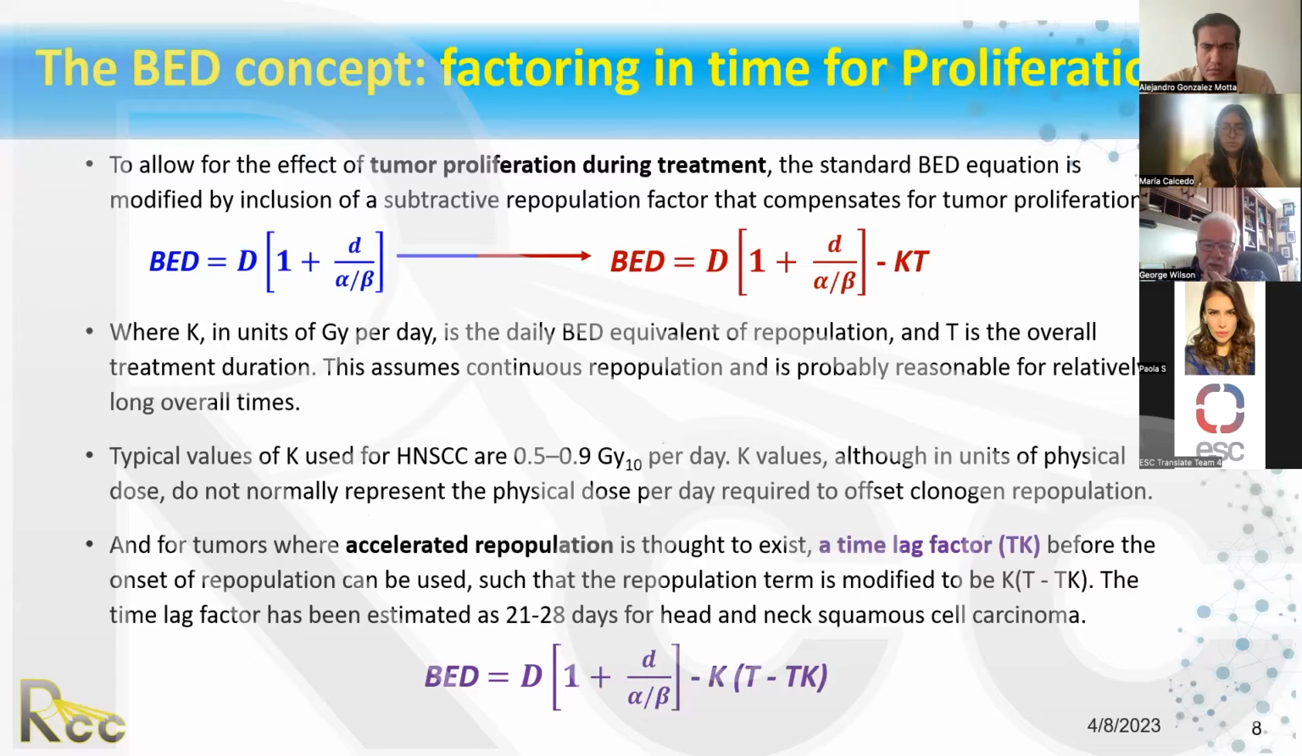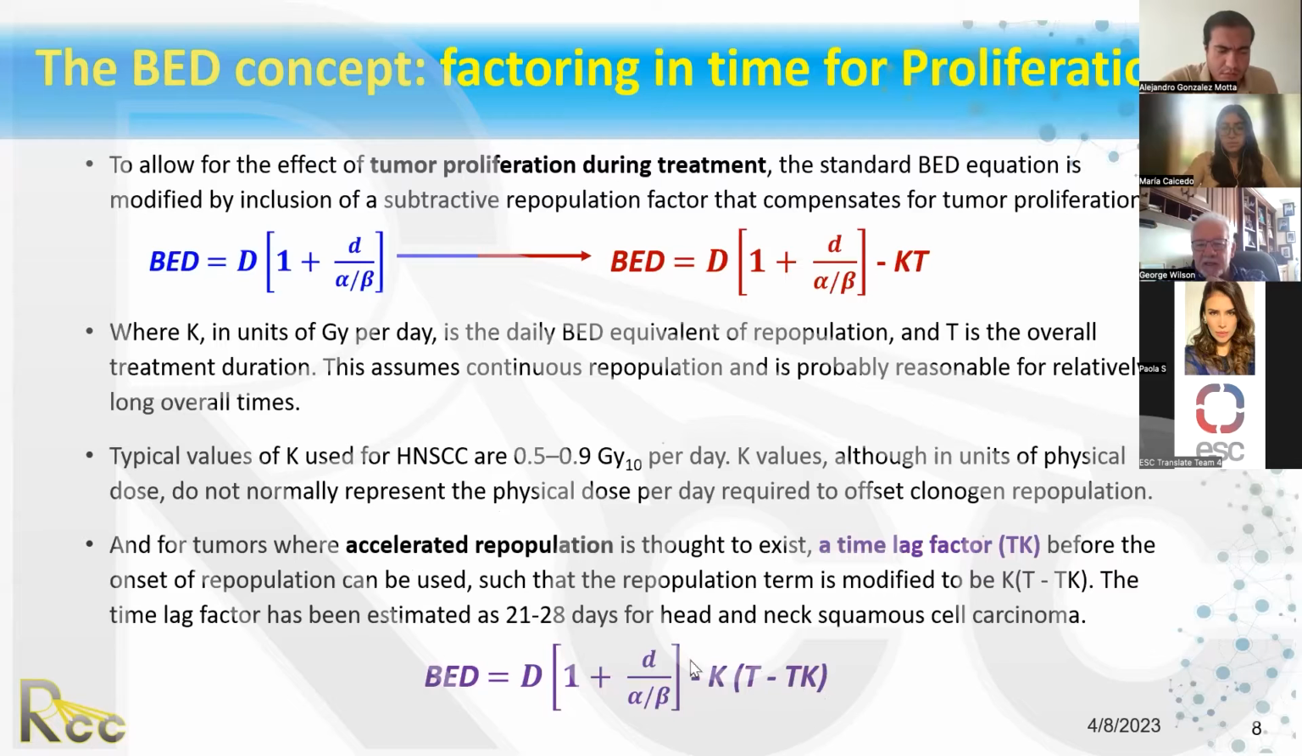Another alteration of the basic formula is that it's been shown in some tumors, and again, head and neck are one example, that repopulation doesn't actually kick in until a certain time during the treatment. After that time, there is accelerated repopulation. And so again, this whole BED formula can be modified to include this lag phase, TK, before proliferation kicks in.